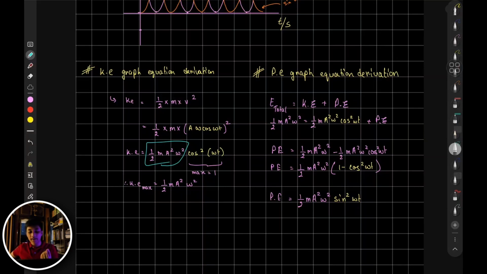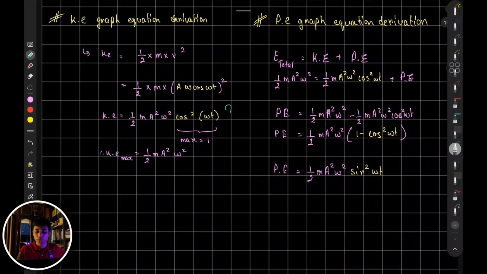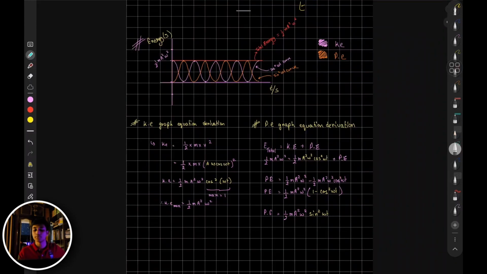Now, if we go back to potential energy, oh, by the way, for kinetic energy, if you want to prove with this equation, you know the maximum value for cos square is 1. So the maximum value for kinetic energy is half m a square omega squared times 1, or half m a square omega square. So again, you can prove that this is indeed the maximum kinetic energy.